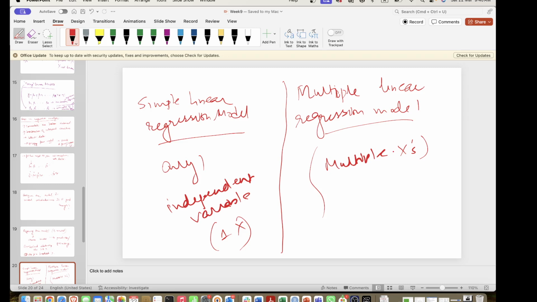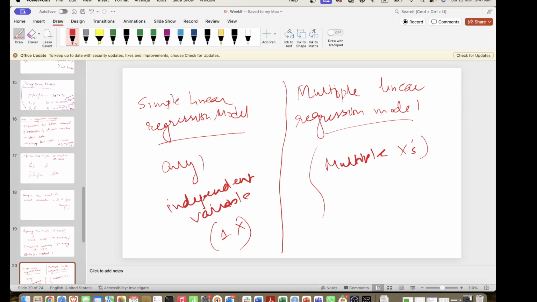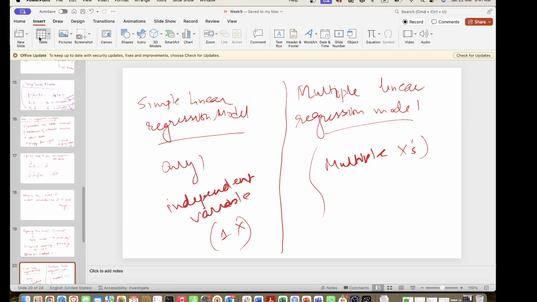A simple linear regression model is like a special case of the multiple linear regression model. So we were talking about one versus multiple independent variables. If we have one independent variable, then we say it's a simple linear model, and if we have multiple independent variables, then we say it's a multiple linear regression model.